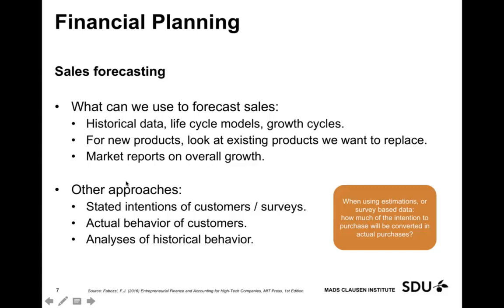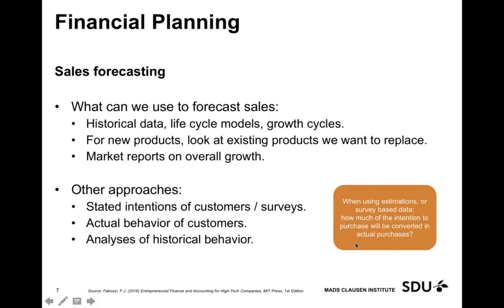We have other options. We can use, for example, data about the intentions to purchase. We can have surveys. We can actually observe the actual behavior of customers. We can try to track this behavior, whether it will be more frequent in the future or less frequent. And we can look at this historical evolution. So maybe in some semesters most of the purchases happen, and this is likely to happen again in the following years.